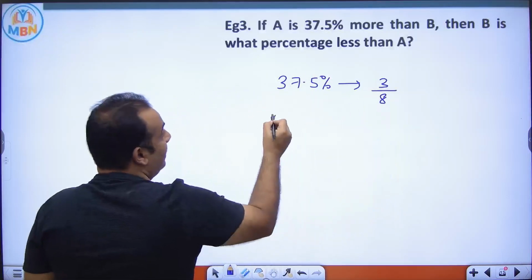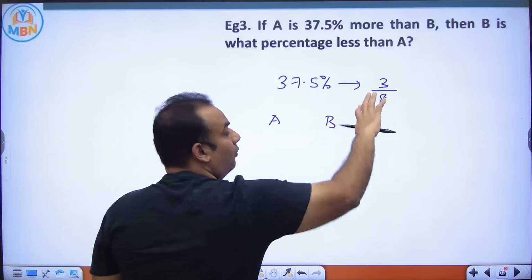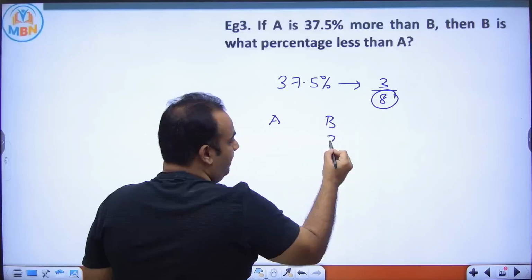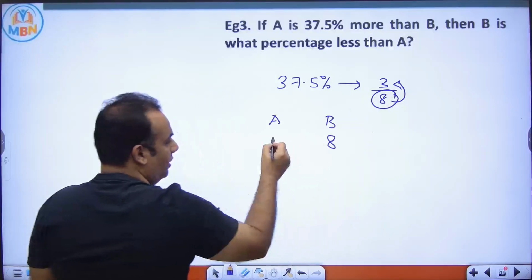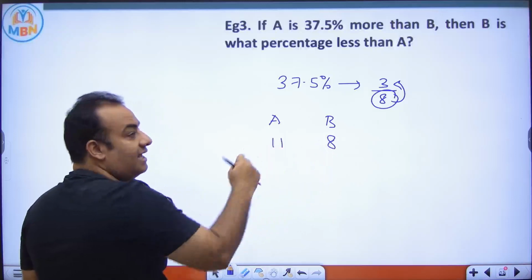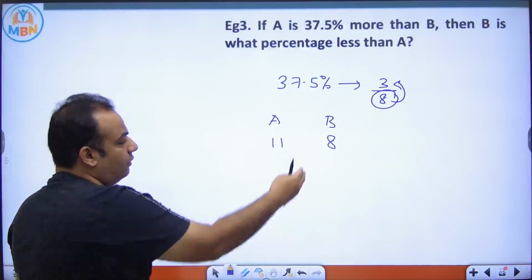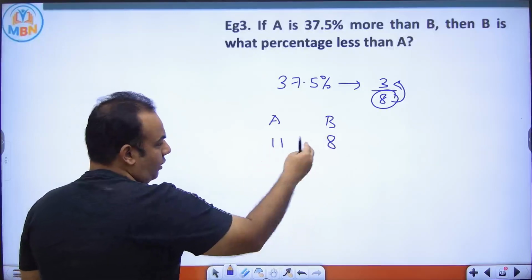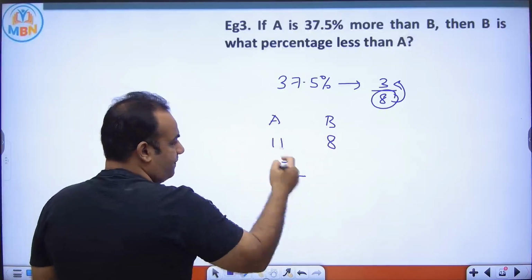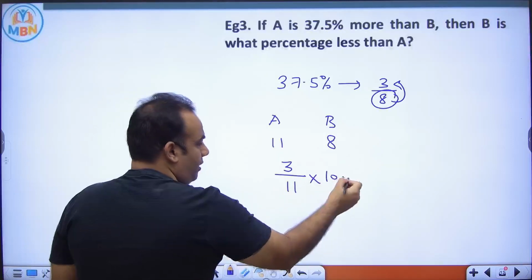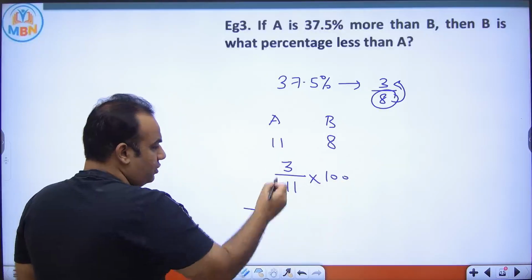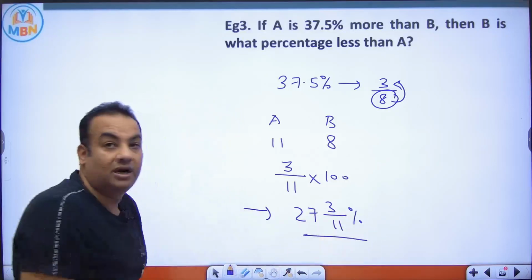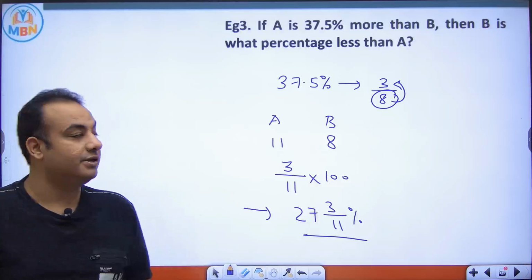Now they are saying A is 3 by 8 more than B. So if B is 8, it is better to assume the denominator. If B is 8, then A is 3 more. So A is 11. If B is 8, then A is 11. Now, B is what percentage less than A? So B is how much less? 3, with respect to A. So 3 by 11 into 100. 1 by 11 is 9 1 by 11. So 9 1 by 11 into 3, that is 27 3 by 11%. Answer is 27 3 by 11%.